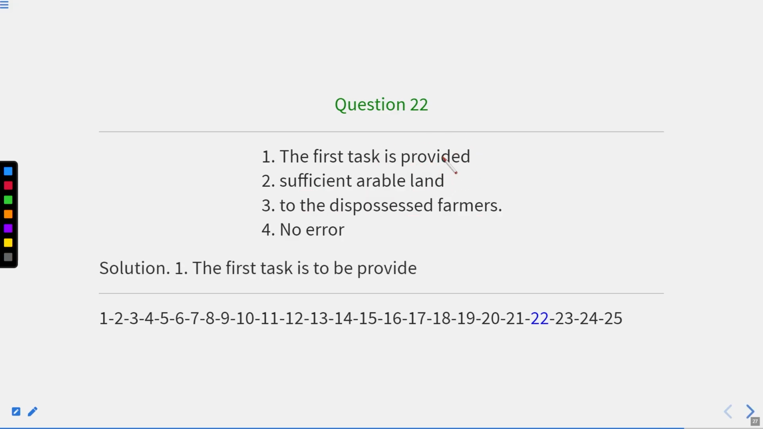So here, this first part is incorrect. It should be the first task is to provide. Okay, is to provide sufficient arable land. So is to, not be, is to provide will be the correct answer, or we can say the first task is to be provided. Now the correct sentence will be the first task is to provide. This is actually the active voice of the sentence.